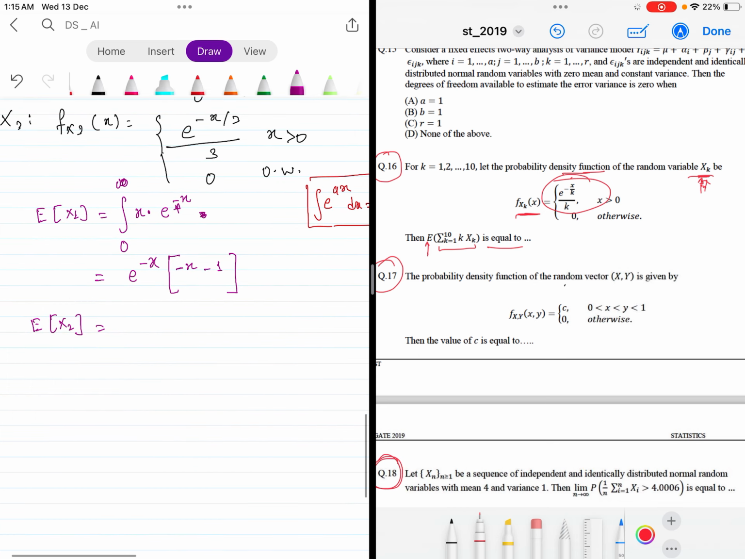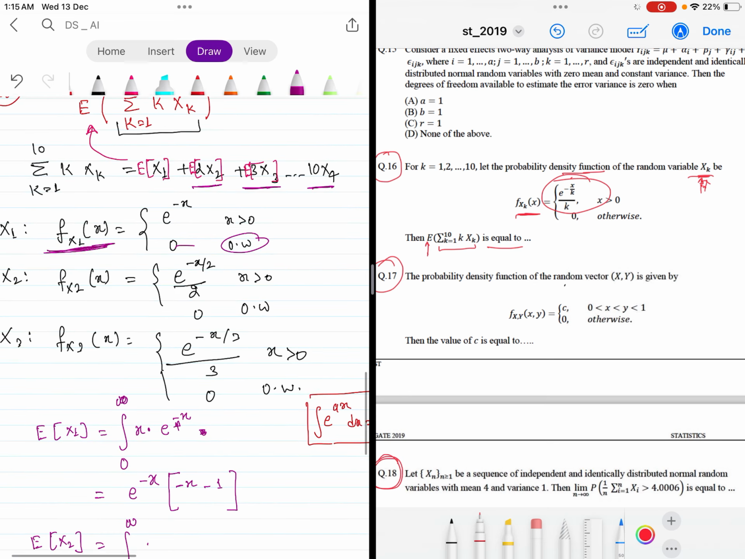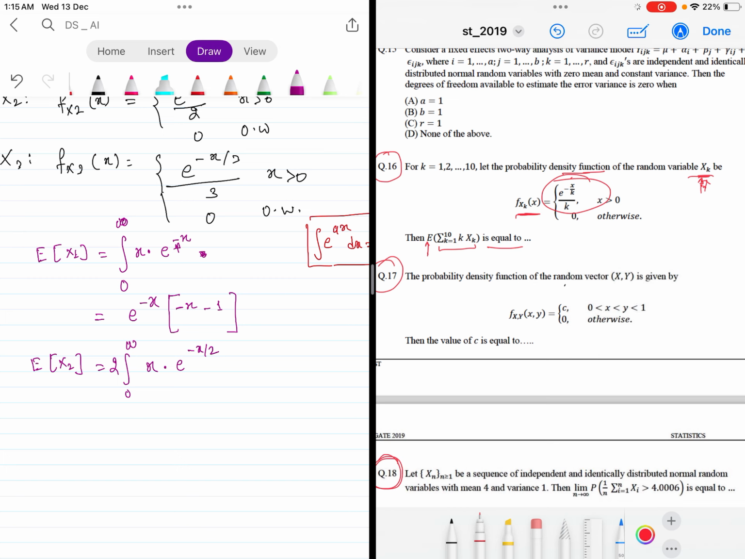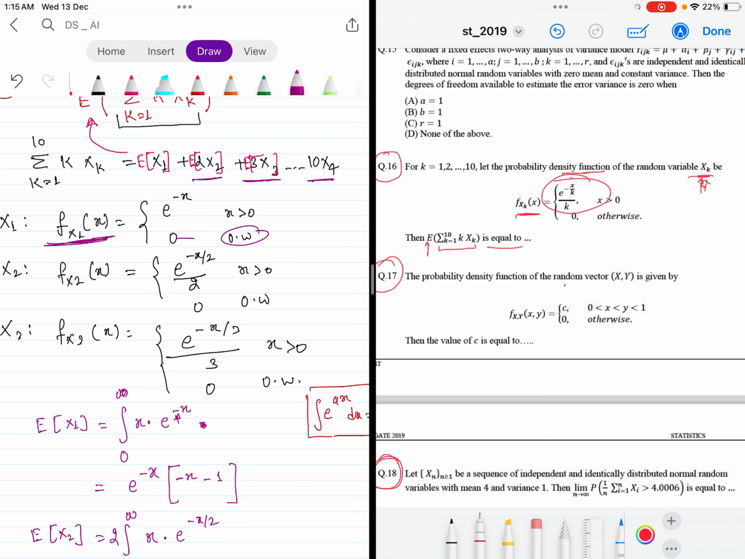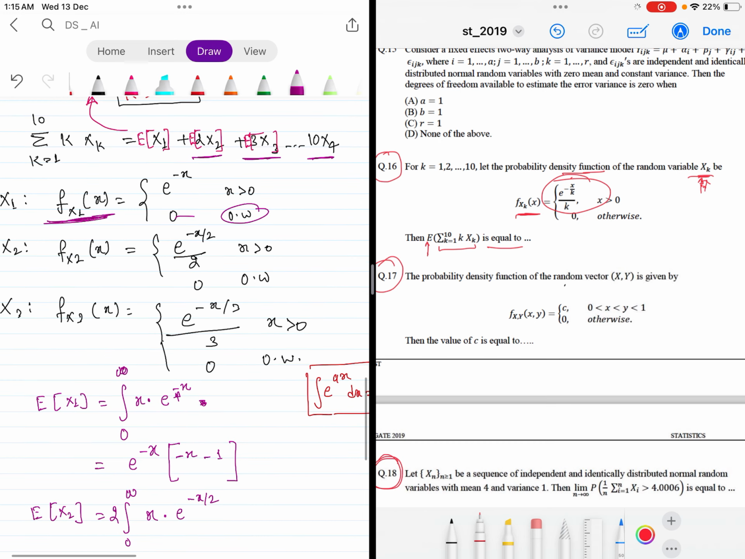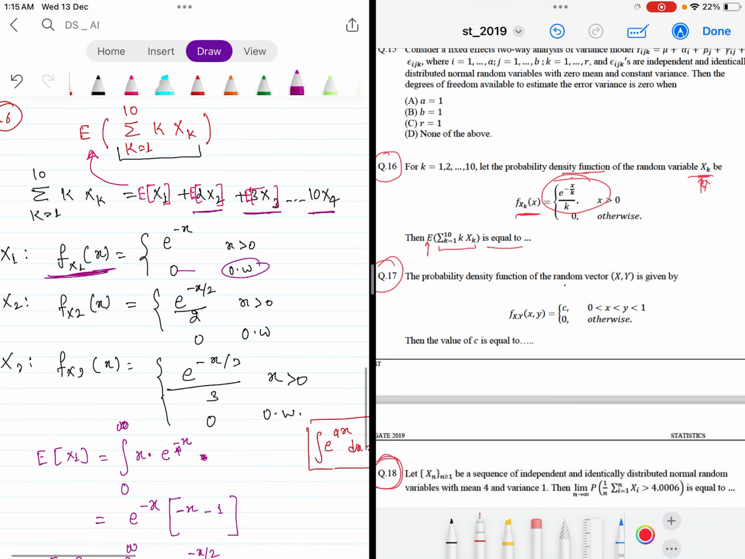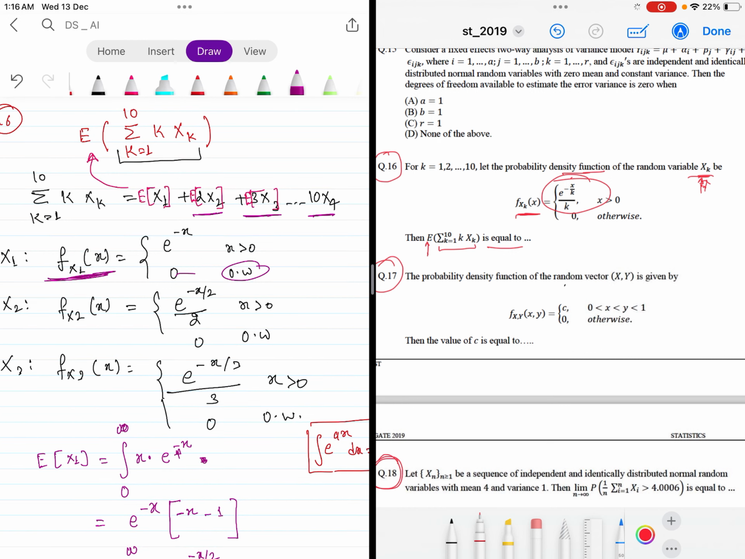Now let's calculate the expected value of x2. Again it will be from 0 to infinity, but this time we will have a 2 here. The density of x2 is e to the power minus x divided by 2, and this also is divided by 2, so that 2 will get cancelled.